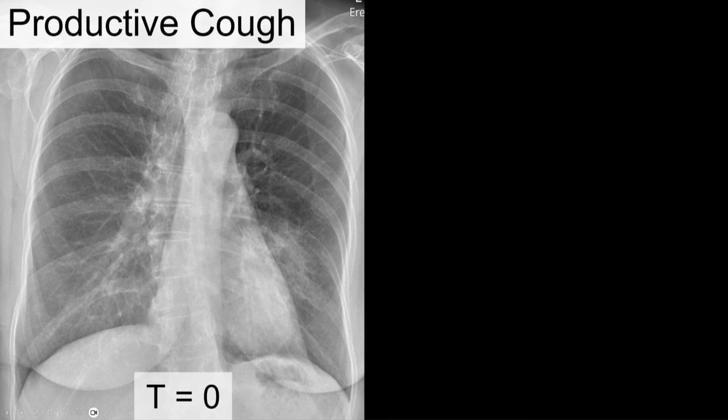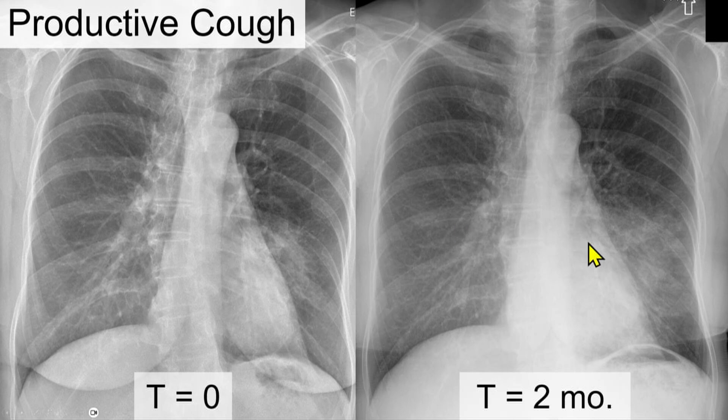Certainly looks like a community-acquired pneumonia to me. The patient was treated. They were followed up in about 2 months, and you can see that the opacity has gotten significantly worse in that period of time. Now, I think most of us at this point would suggest the CT to better characterize this opacity to make sure we're not missing a central obstructing lesion.